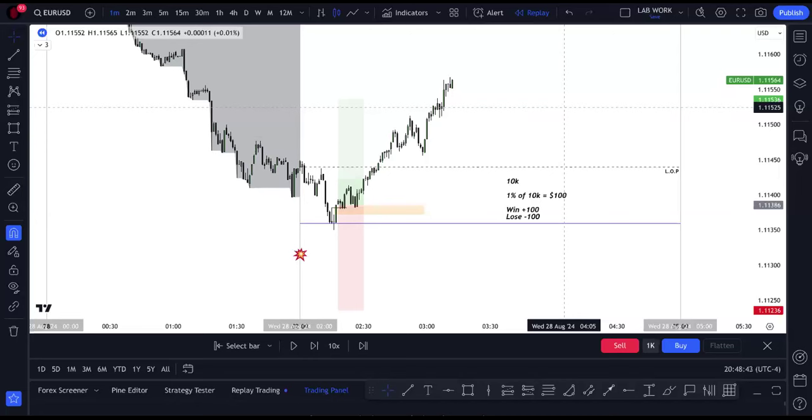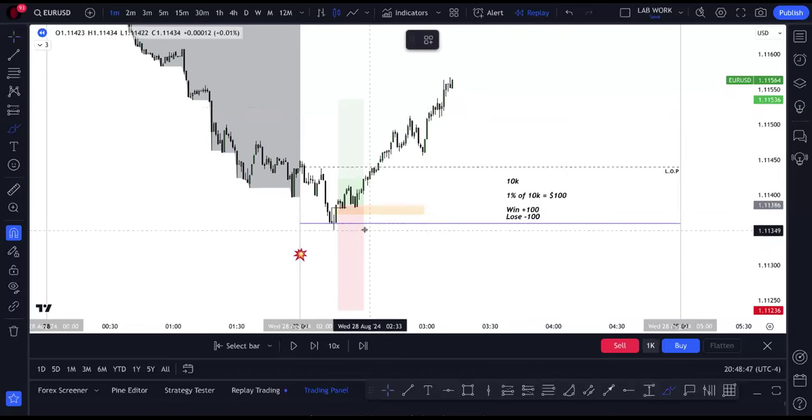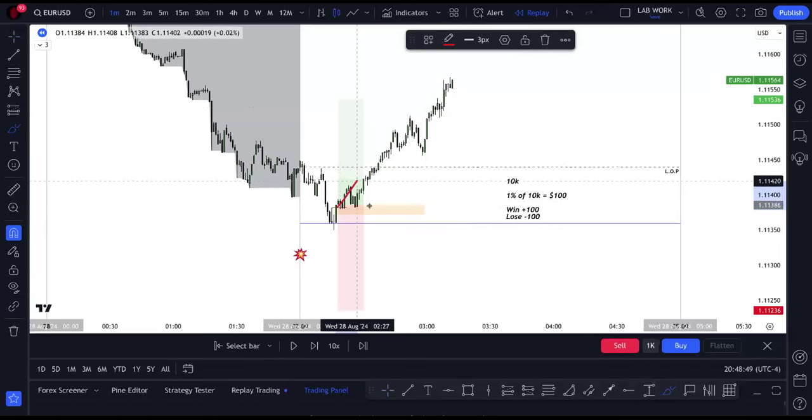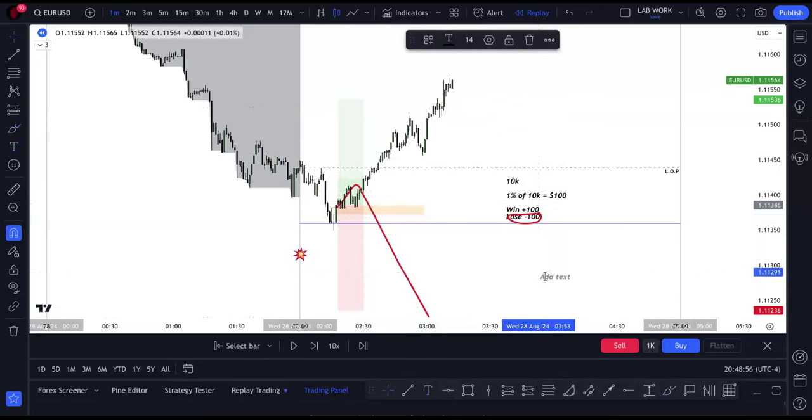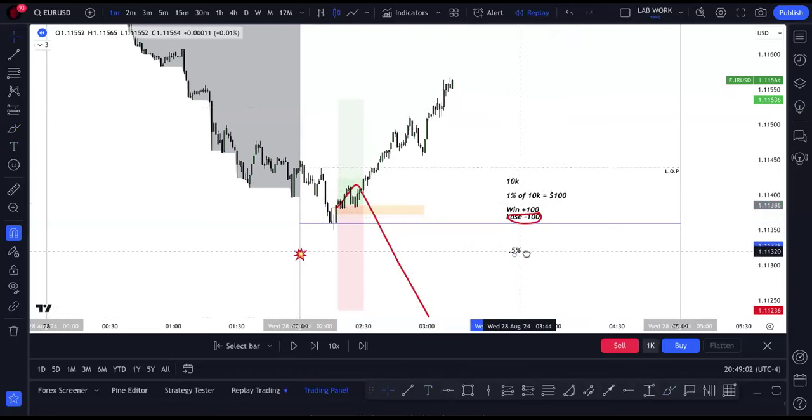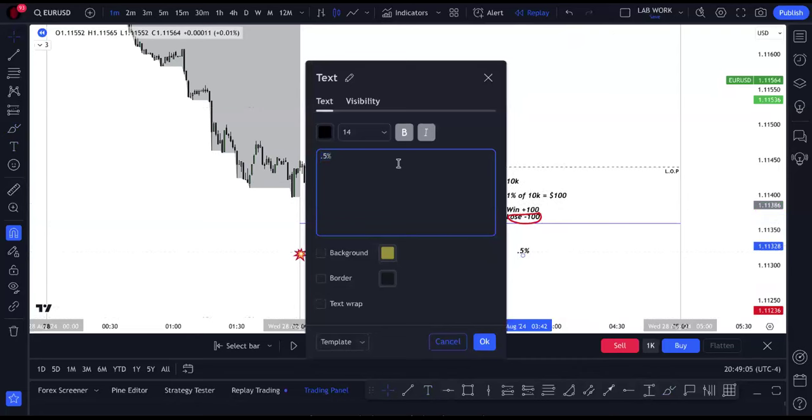The whole point is you don't want to get in the rabbit hole. Let's say this trade was a loser. Instead of it going up, it hit stop loss. You lost $100. You cannot risk 1% again. You need to now risk 0.5%. You can only risk 0.5% now at this point. So you're only risking $50. The next trade that you take, you can only risk $50.